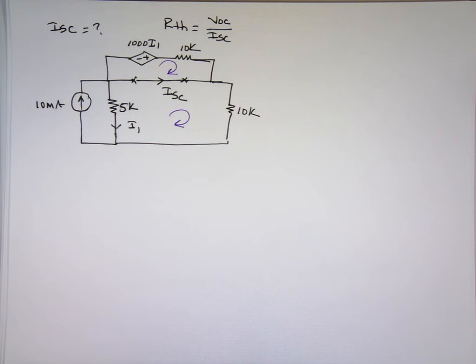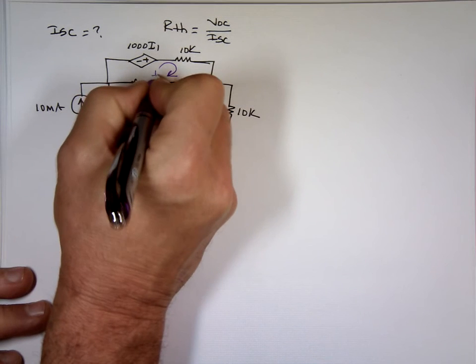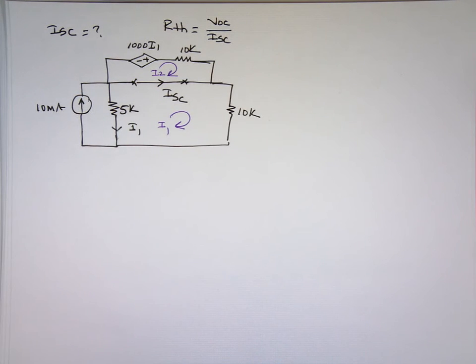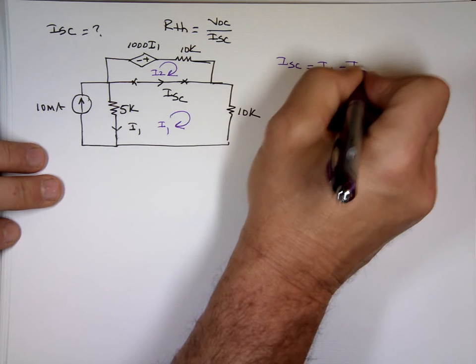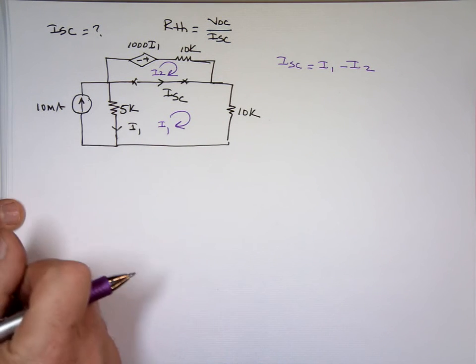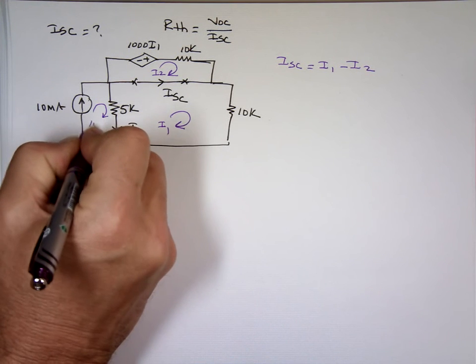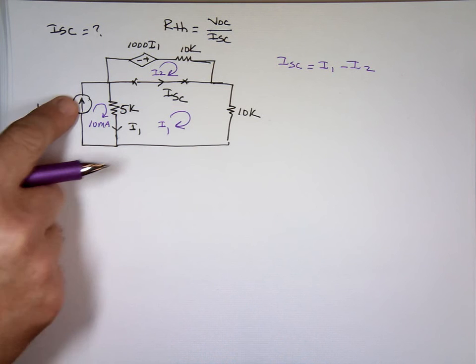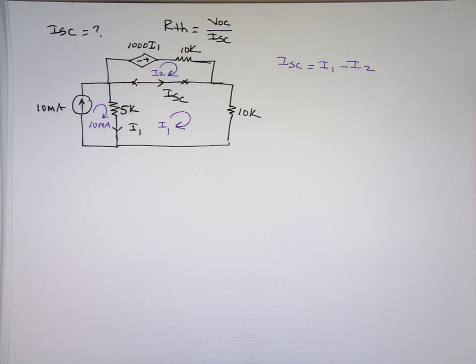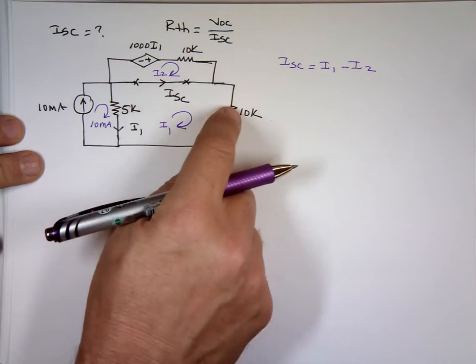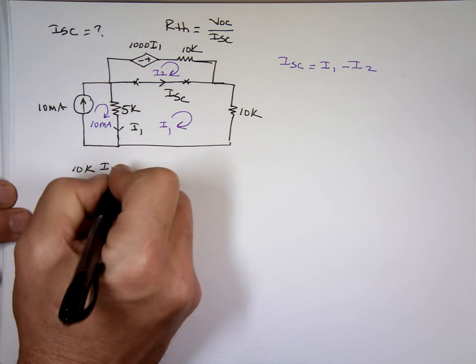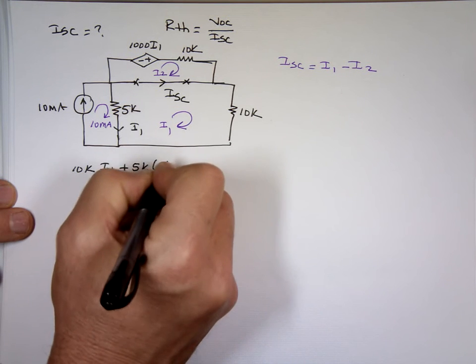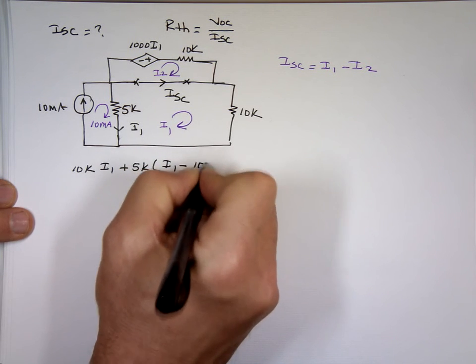So let's call these currents 1 and 2. So I short circuit is going to be what? I1 minus I sub 2. This one, I know what that current is. This current here, if I label like this, that's 10 milliamp. That's equal to that current. So if I do a KVL right here, I have 10K times I sub 1 plus 5K times I sub 1 minus what? 10 milliamp is equal to 0.